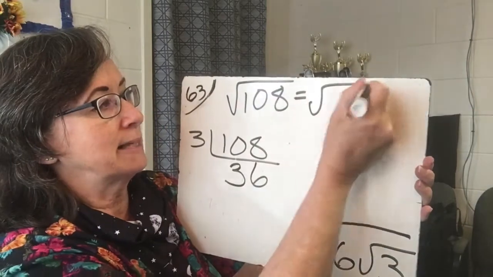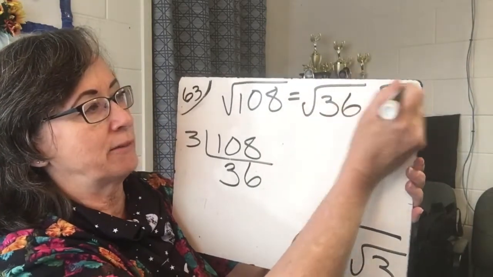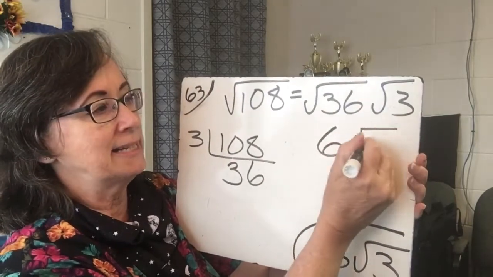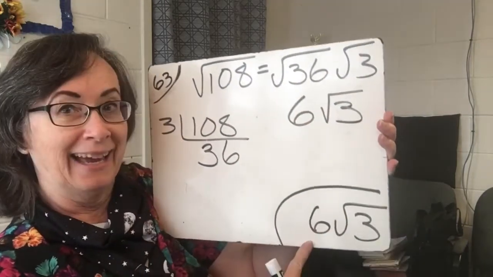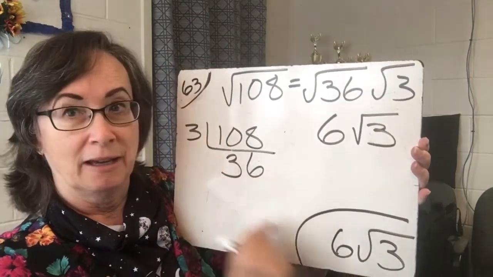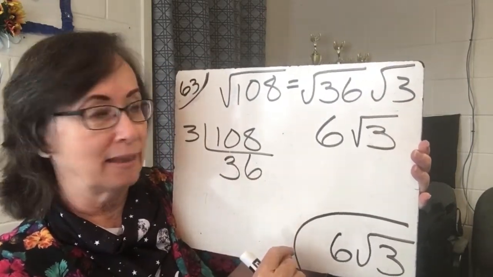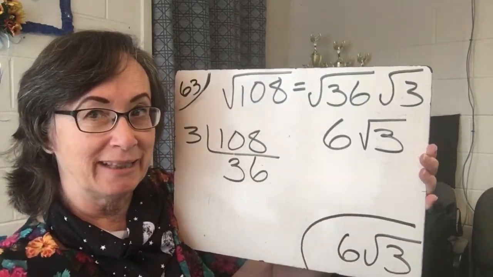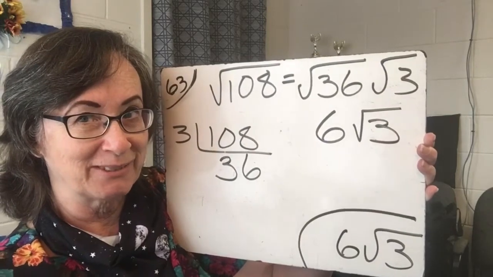I'm going to break this up into the square root of 36 and the square root of 3. The square root of 36 is 6. I tack on the square root of 3, and there we have it. Right now you're learning the prime factoring method, but when you can graduate to that one, you'll be doing them even faster, won't you?